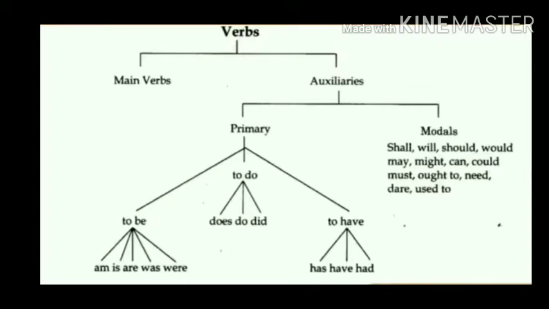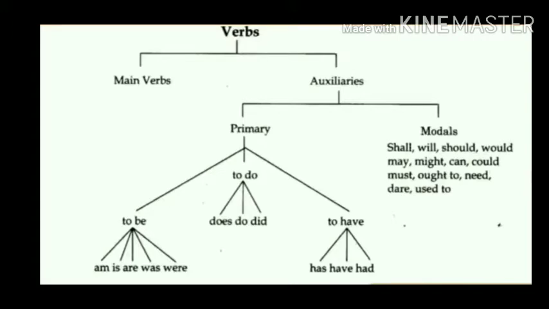One is main verb and second is auxiliary verbs. Here auxiliary verbs are also of two types, primary and modals. Primary are of three types according to the tense. To be, if there is to be auxiliary verb, there we use am, is, are, was, were. For to do, we use does, do, did. For to have, we use has, have, had according to the tense.